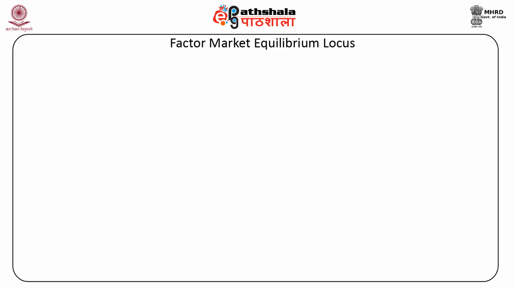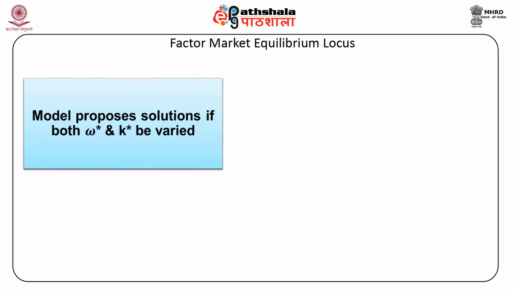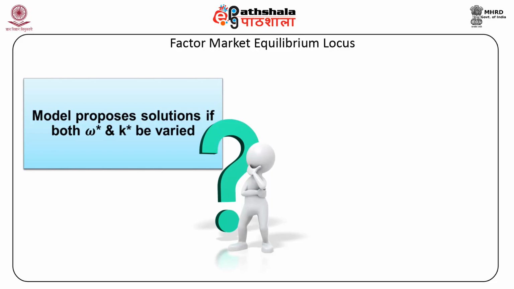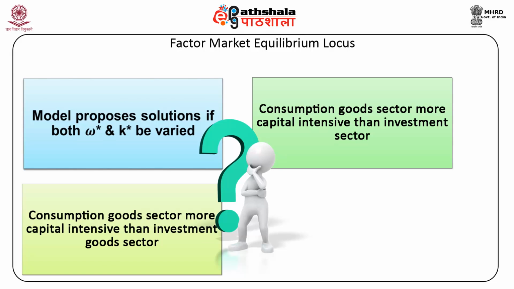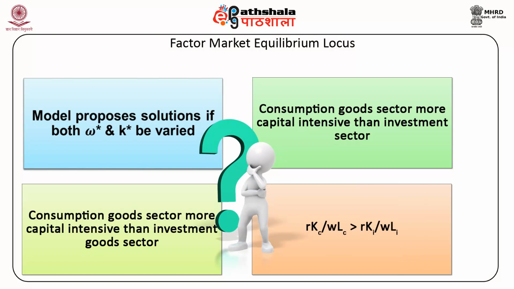Thus, this model also proposes the solution if both omega star and K star can be varied, but in each case we find that the consumption goods sector is more capital intensive than the investment sector. We have observed that for any factor price ratio, since the consumption goods sector is more capital intensive than the investment goods sector, RKC upon WLC is greater than RKI upon WLI.